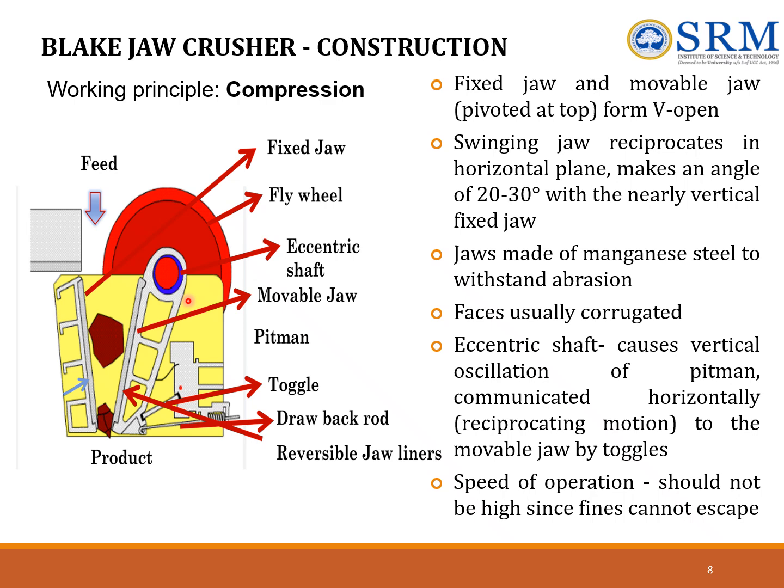This eccentric shaft causes vertical oscillation of the pitman, which is communicated horizontally to the movable jaw by toggles. So here the vertical oscillation is converted into horizontal motion by the pitman and toggle. The speed of rotation should not be high, as the fines cannot escape.